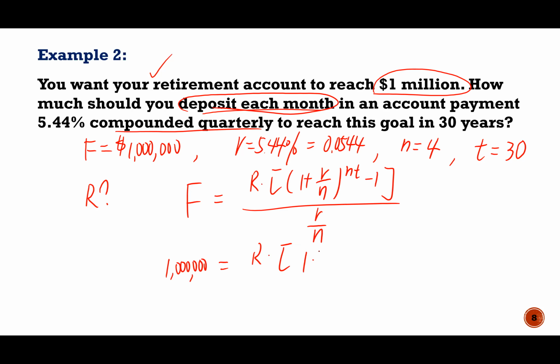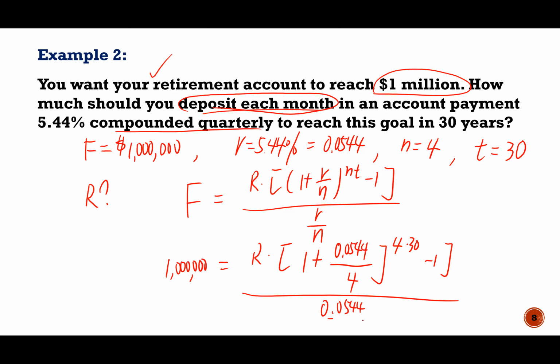And here we go, 1 plus the rate, 0.0544 over 4, and that's going to be raised to 4 times 30, 120 times, right? So you are making 120 payments towards the life of the retirement account. And here, dividing by 0.0544 divided by 4. And from here, we will solve for the regular payment.